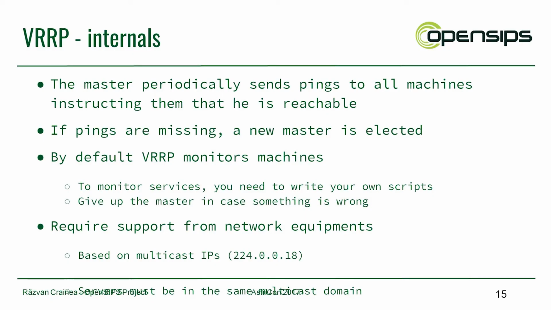The way it works, imagine that you have multiple instances, and the first master node periodically sends pings to all the other instances, instructing them that he's available, he's alive, he can handle traffic. If one of the machines is missing those pings, it starts a new election algorithm, and a new master node should be elected.